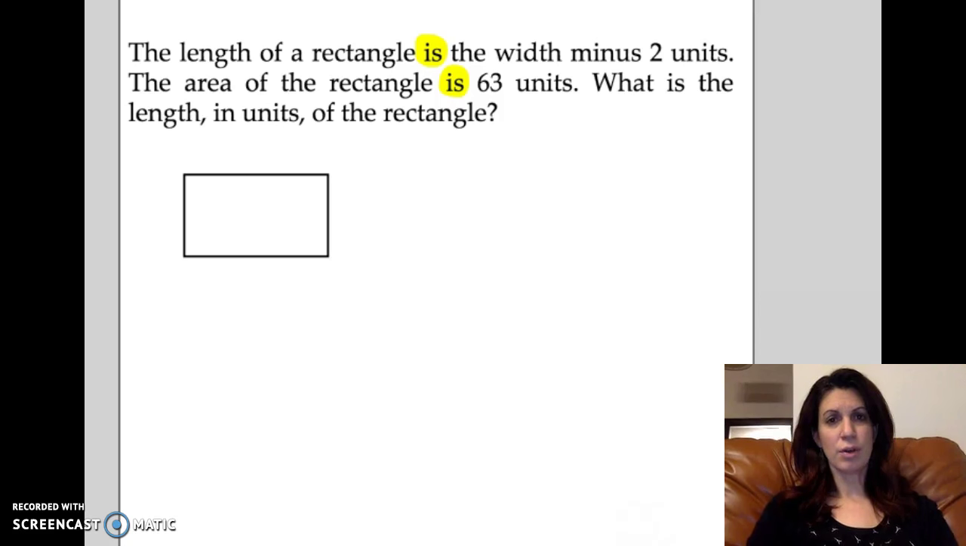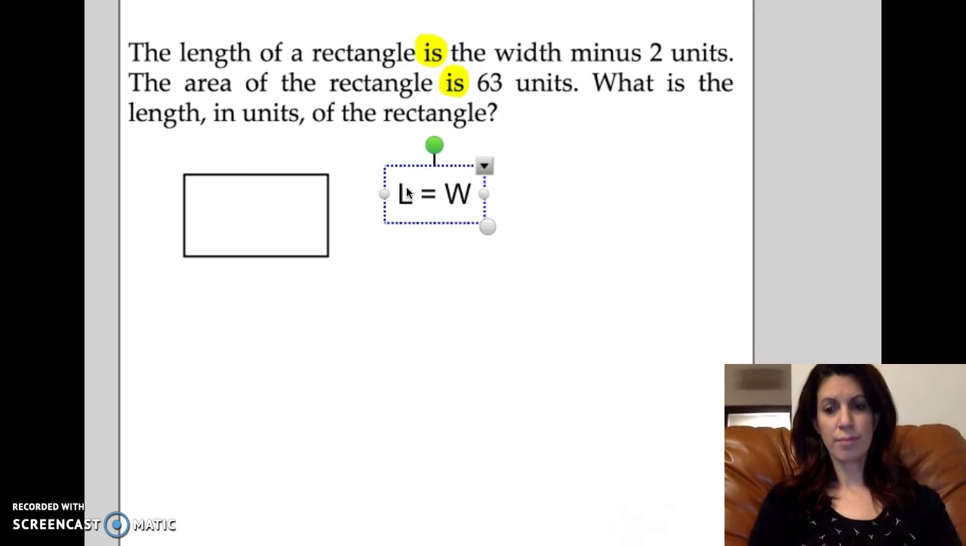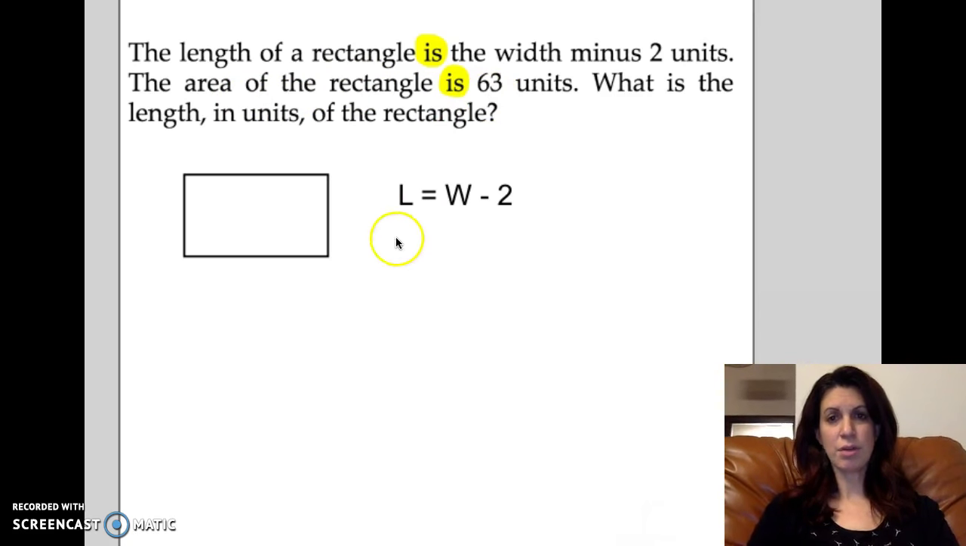Okay, so the length of the rectangle "is" means equals. So the length equals the width minus 2 units. Another way they could word this is that the length is 2 less than the width. The next part says the area of the rectangle is 63 units.